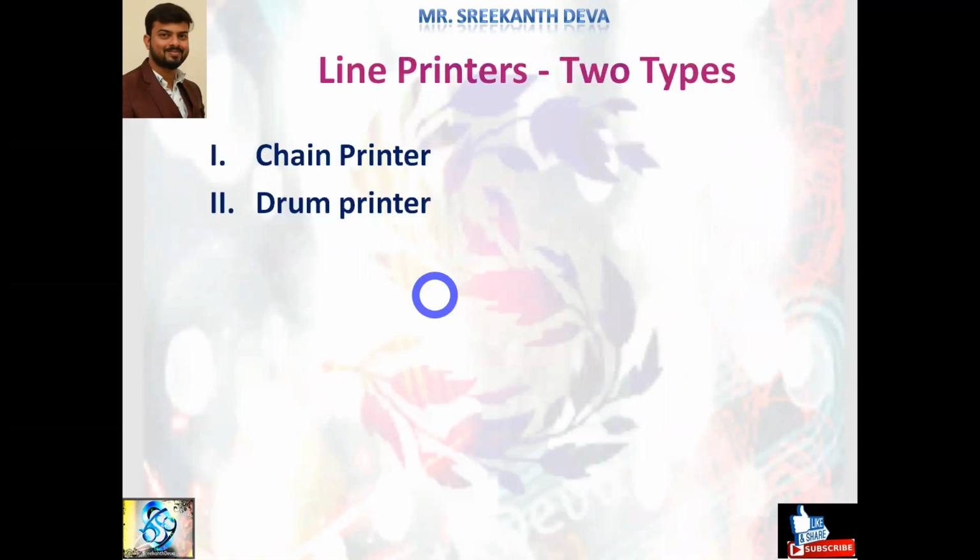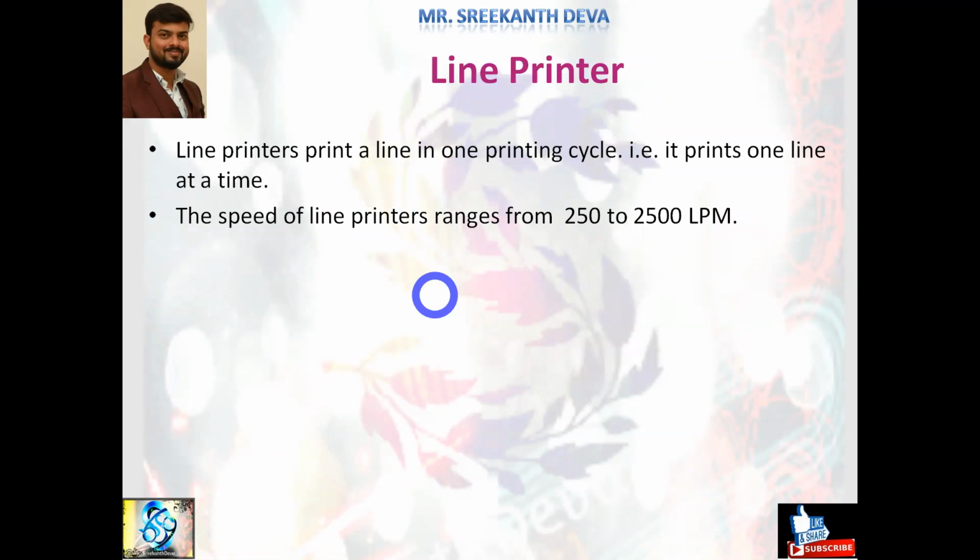What is this line printer? Line printers are similar to character printers, but a character printer can print only one character at a time, while line printers print a line in one printing cycle. That is the difference. Simply, it prints one line at a time.